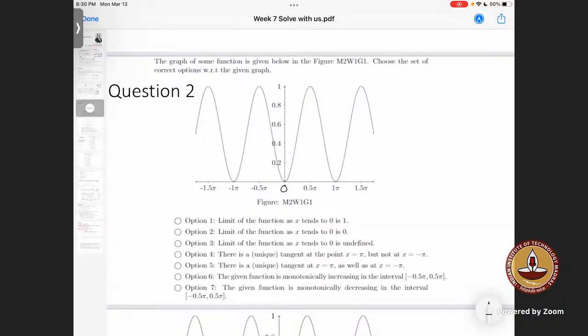Is it understood? So if x is tending to 0, then the function is also tending to 0, right? Vaishnavi Verma wrote that 1-5 are correct, so I'm asking her to check once again.